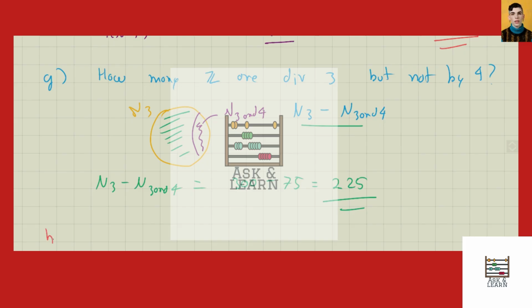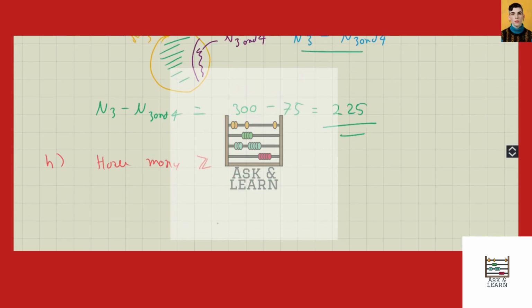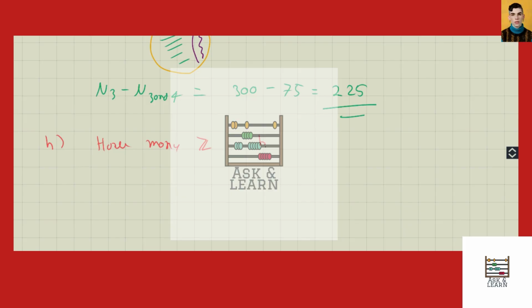And the last thing is just to calculate how many integers on that interval are divisible by 3 and 4, and we have already calculated those. It is just n of 3 and 4, and that was equal to 75.